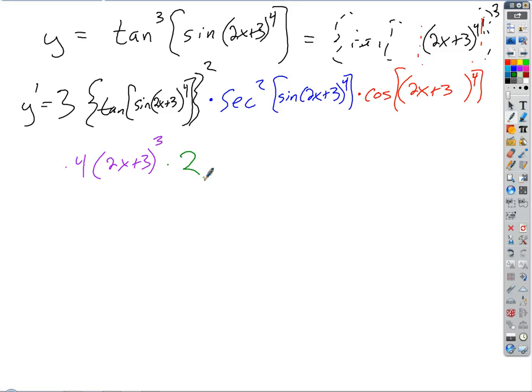And so to simplify this, it would be kind of a mess, but actually we wouldn't have to do very much. We'd pull the 2 and the 4 out front, and so if we wanted to write this as one big function, we would just have 24 times the quantity 2x plus 3 cubed times tangent of that mess times secant squared of that mess times cosine of that mess. That part we wouldn't really change, right? We'd write that maybe as tangent squared. Make sense?